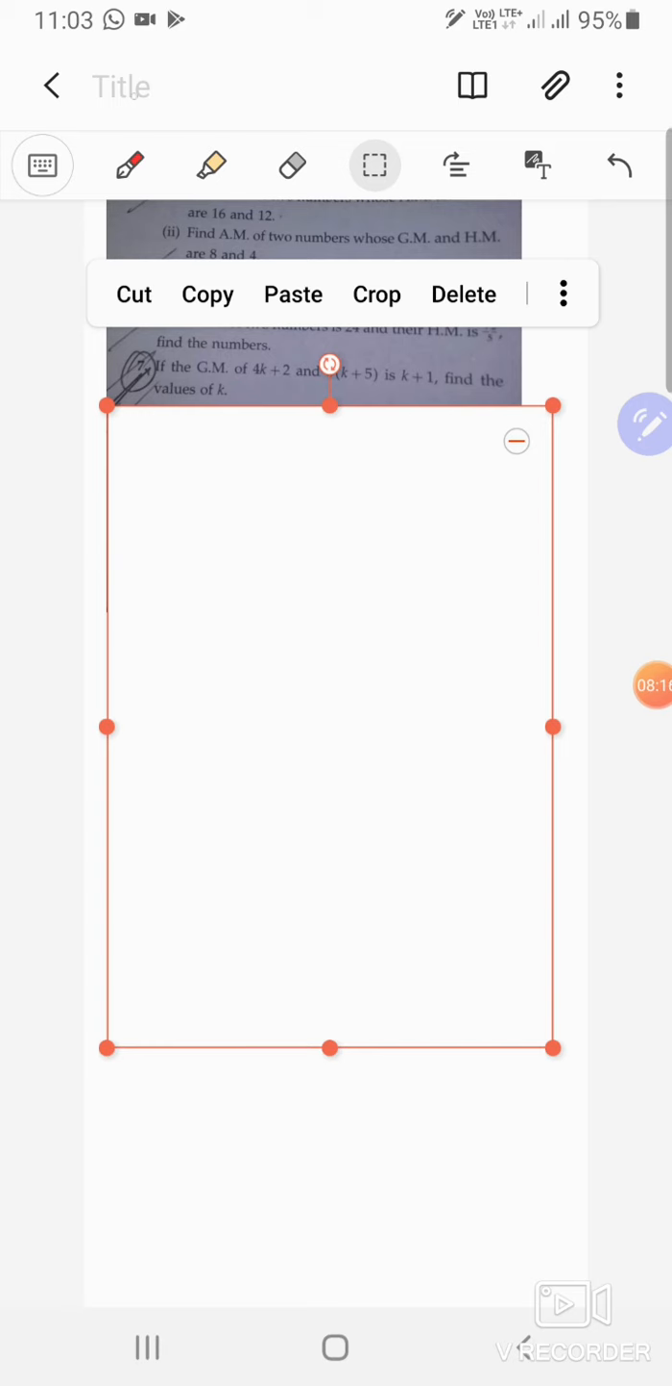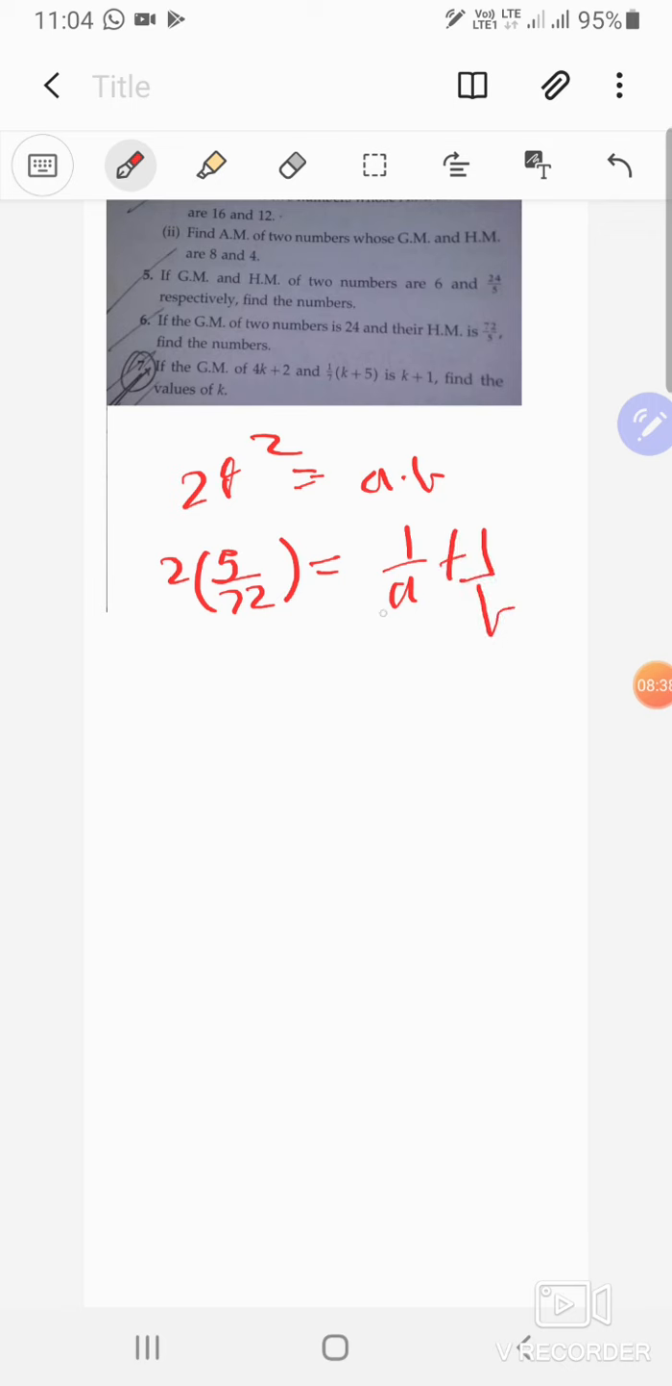Okay, if the GM of two numbers is 24 and their HM is 72 by 5, find the numbers. Just like the previous question. So 24 squared is equals to a times b, and their HM is 72 by 5. So you got 2 into 5 upon 72. That should be equal to 1 upon a plus 1 upon b. Okay, nice. So from here you got that 1 upon b, that is going to be a upon 24 squared.